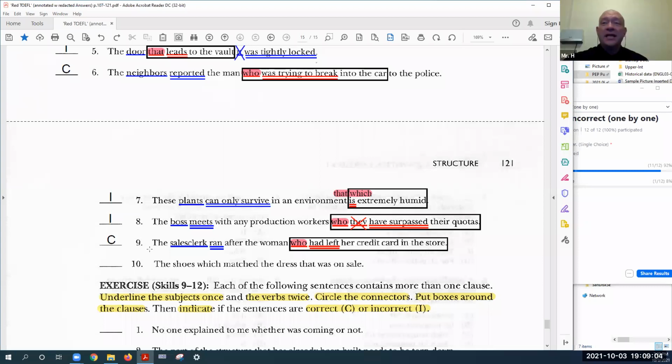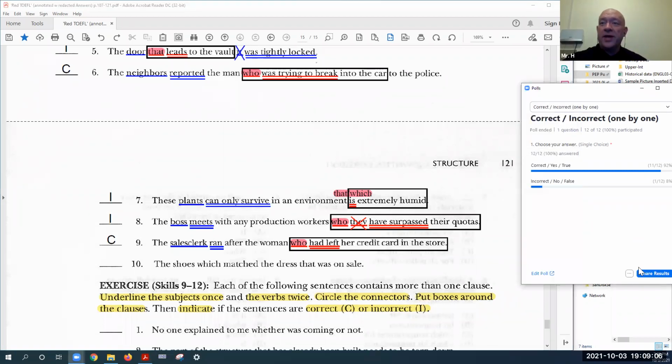All right. Last one, gentlemen. Here we go. Number 10. Are you ready? Let's do it.